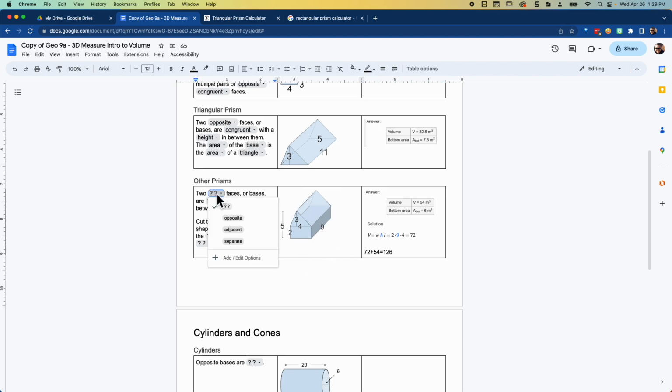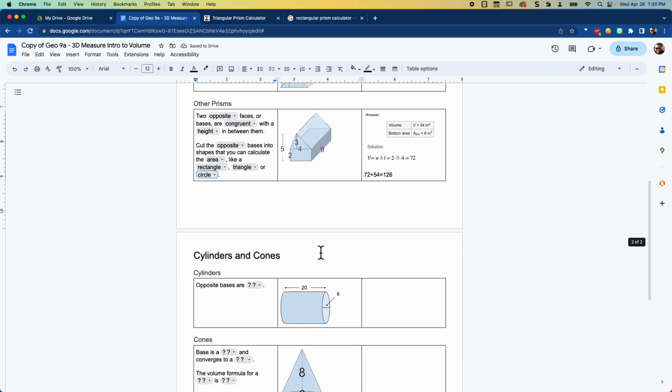And for other prisms, we would say two opposite faces or bases are congruent with a height in between them. We're going to cut the opposite bases into shapes you can calculate the area of, like a rectangle, triangle, or circle. And when we say circle, we mean circle or half circle or any kind of circle.